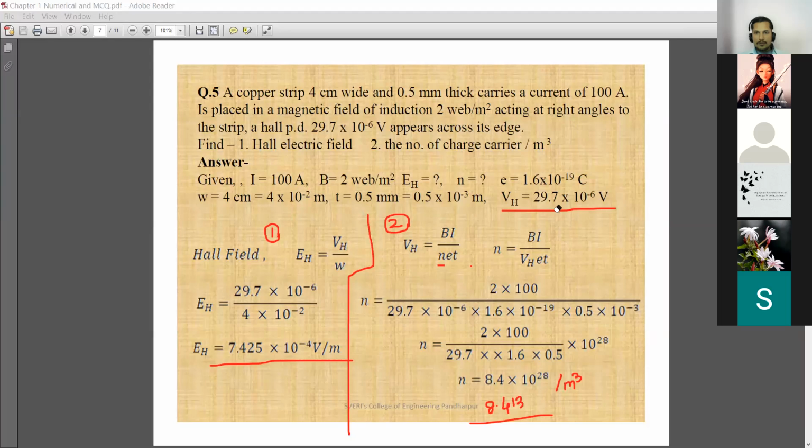So what about the first one? It is correct, EH. Is the value correct? Yes, sir. And also calculate small n.